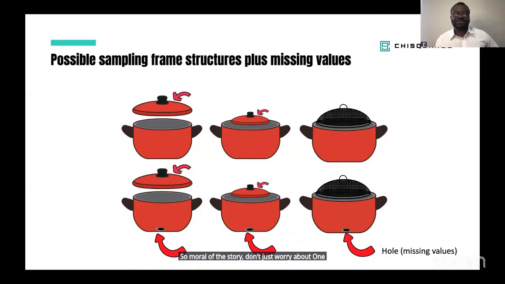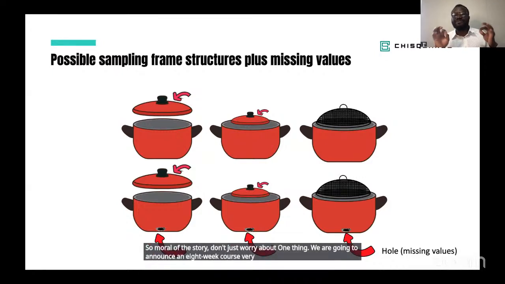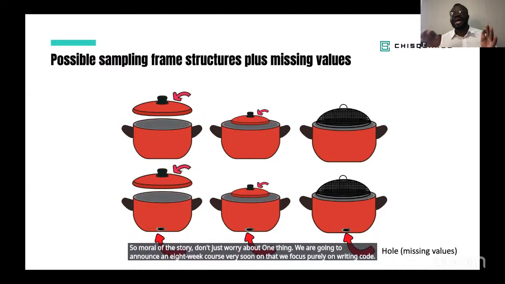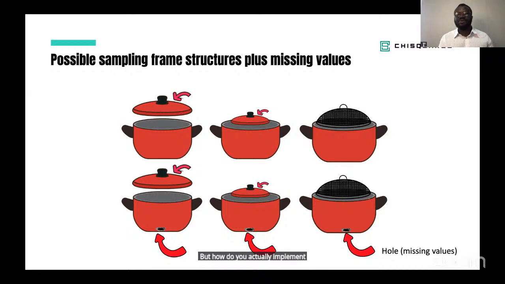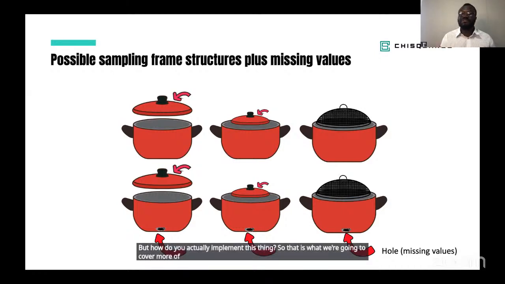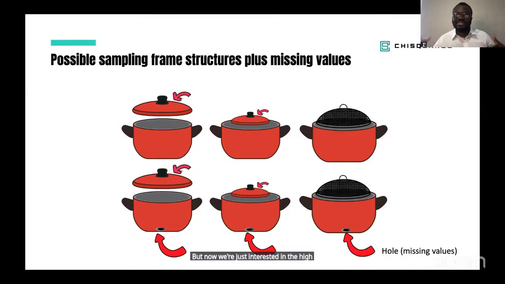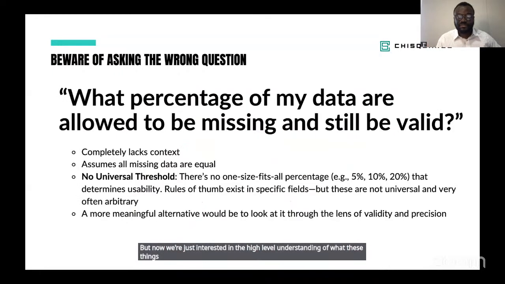We are going to announce an 8-week course very soon that will focus purely on writing code. How do you actually implement this thing? That is when we're going to cover more of the statistical approaches to solving these things. But now we're just interested in the high level understanding of what these things mean intuitively.